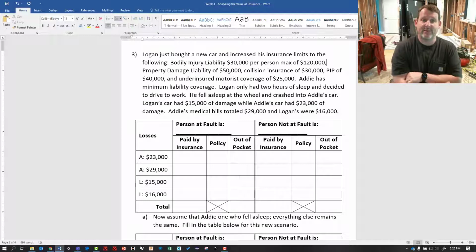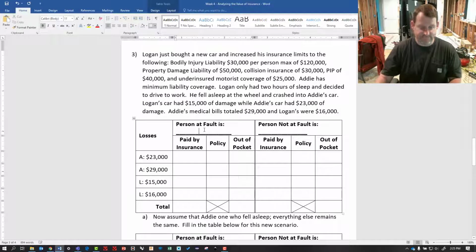All right. Now, Addie was in this accident as well, and she has minimum liability coverage. Oh, it looks like Logan fell asleep at the wheel and crashed into Addie's car. So let's put Logan here as at fault for the accident. So his insurance is going to kick in first. Logan is at fault. This is Addie's car, and then medical bills are $29,000. So it goes car, medical.